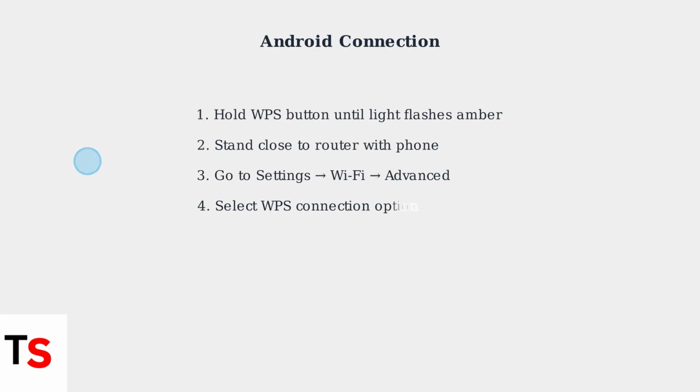Android devices require navigation through the settings menu. Hold the WPS button on your Sky router until the Wi-Fi light flashes amber. Then on your Android device, go to Settings, Wi-Fi, Advanced Settings, and select WPS Connection while standing close to the router.